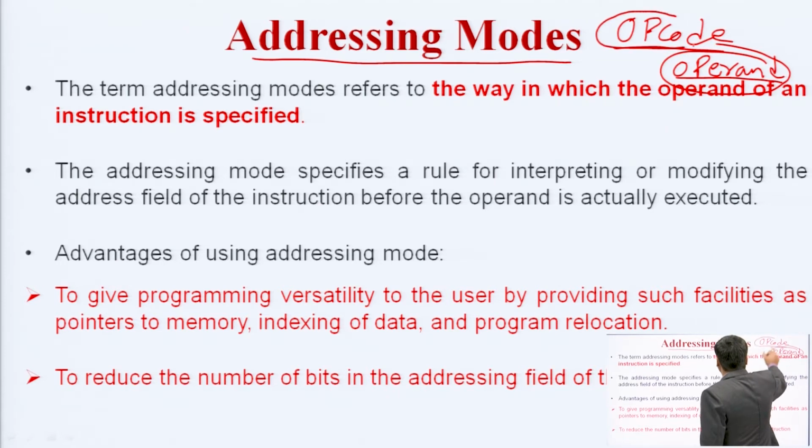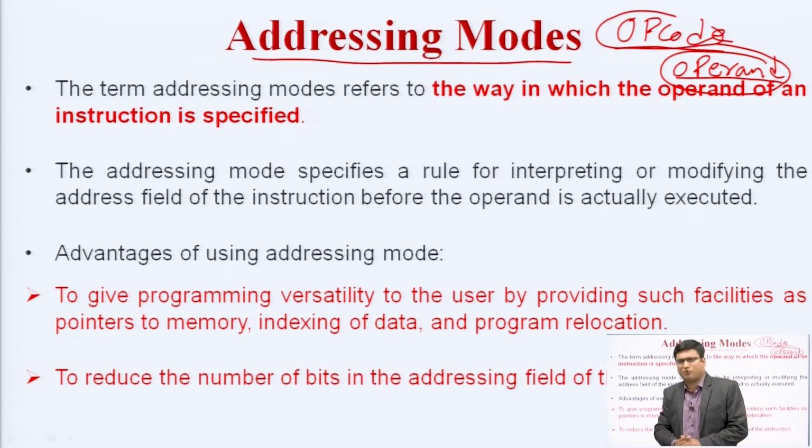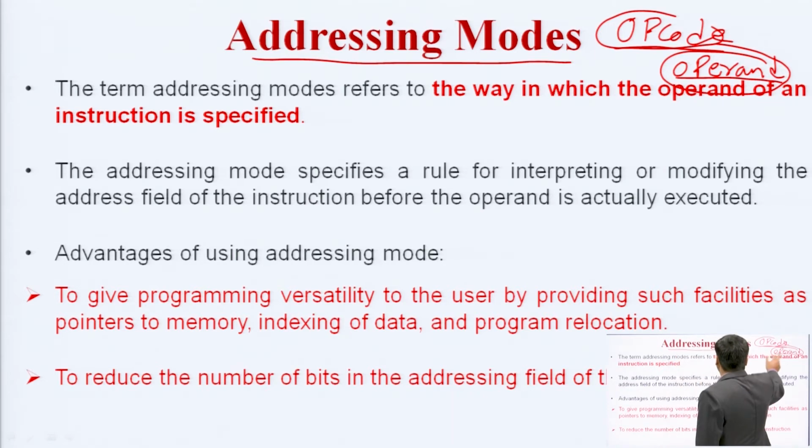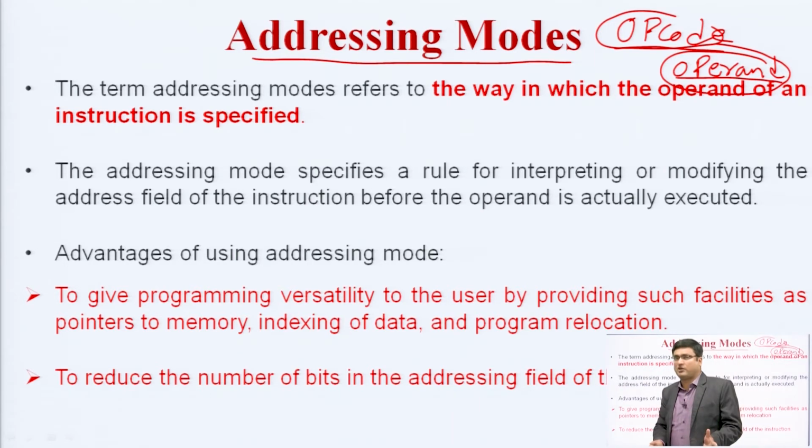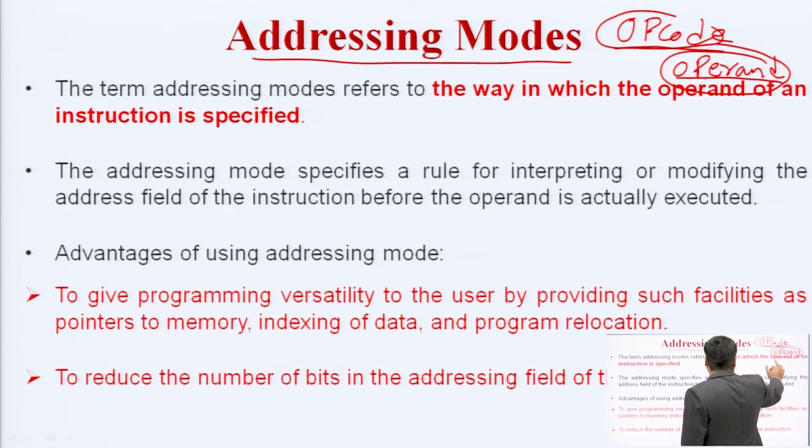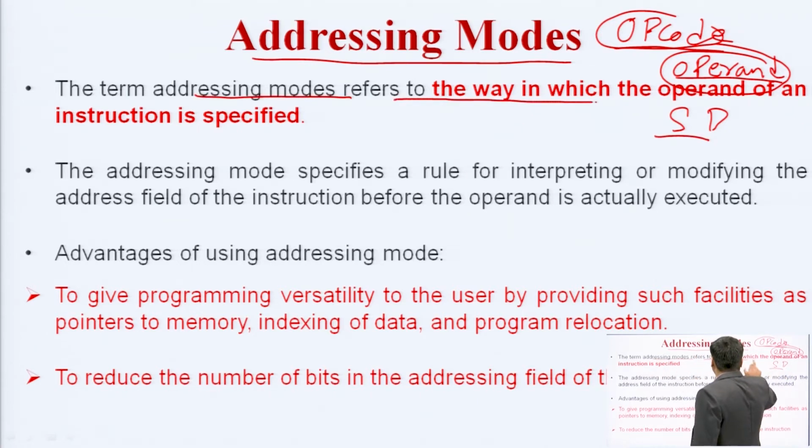There is only one opcode to tell the microprocessor or microcontroller what to do, and operands are two because we have to move data from one to another. So, operands may be two, or in some cases one, and in some cases there is no operand. In general there are two operands, source and destination. The term addressing modes refers to the way in which the operands of an instruction are specified.